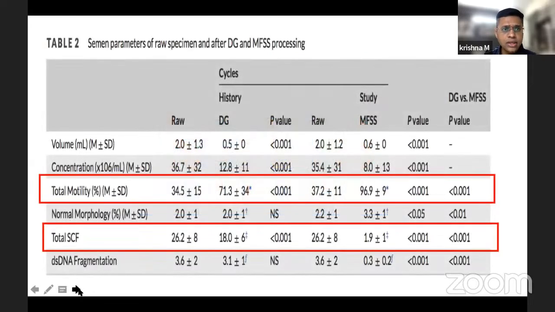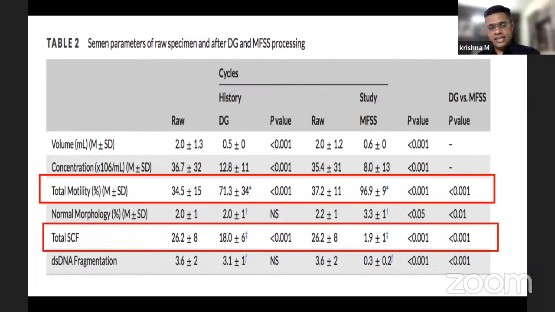So coming to the results, this table shows the overview of the semen parameters. Of everything, what is significant are the two red boxes that I've highlighted. If you look at the total motility and the recovery with the double density method, on average they had around 70% progressive total motility. But with microfluidics, almost 97% total motility was observed after using a microfluidic chip. So they feel that microfluidics gave a higher concentration of total motile sperm.